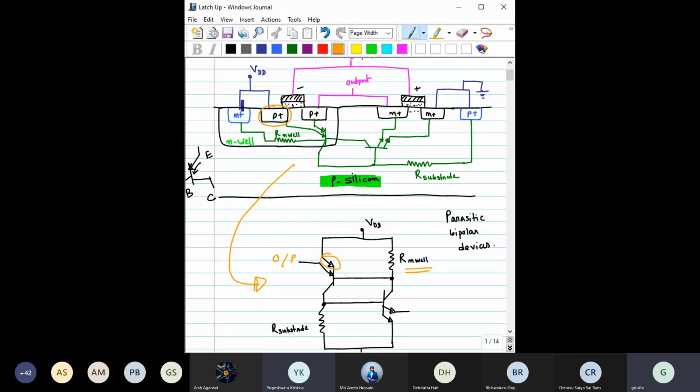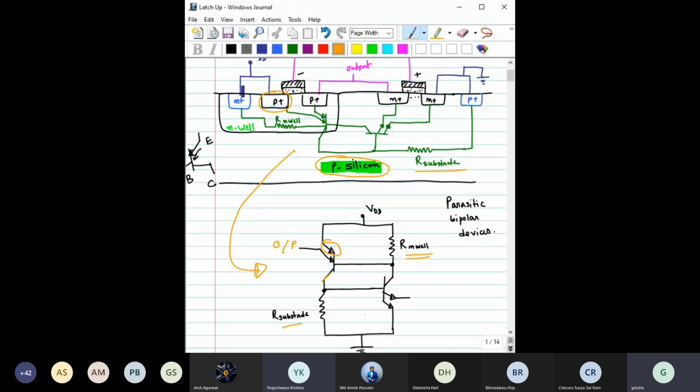Here we should have one more region. This is the PNP, so one more P region. This P region is connected through a resistance R substrate to ground. So this P region, through R substrate, is now connected with ground.